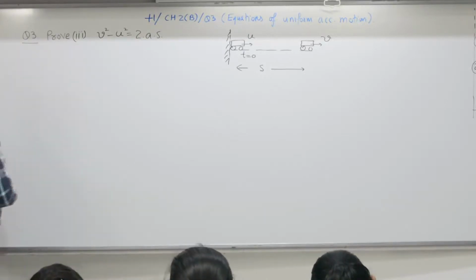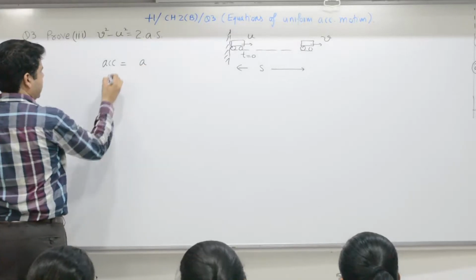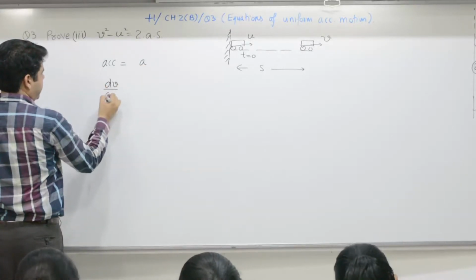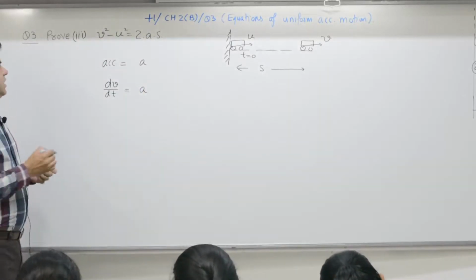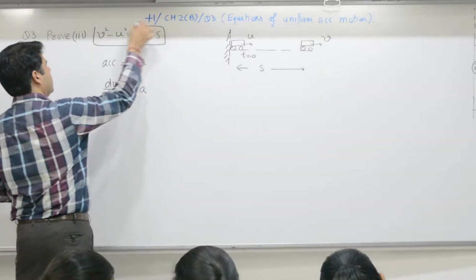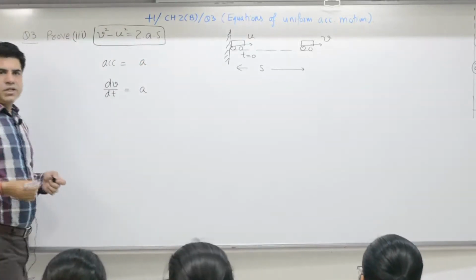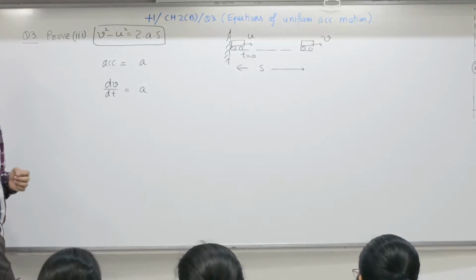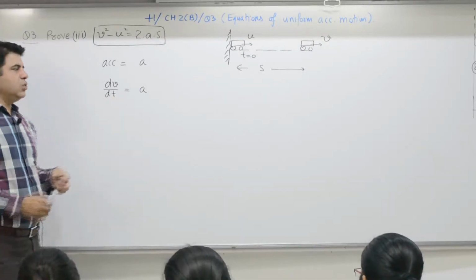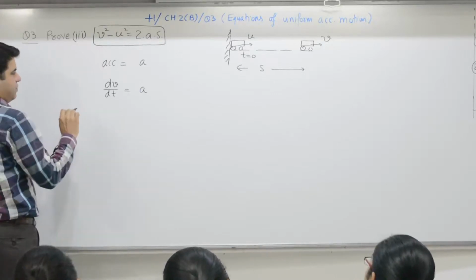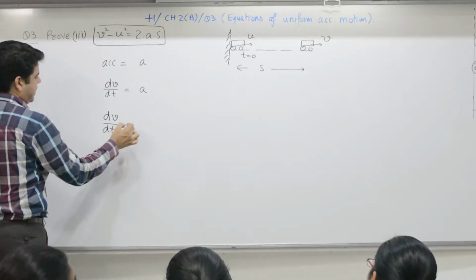First step help कर देना. Acceleration is equal to what? A. Acceleration means what? dv by dt is equal to what? A. See, in the expression, you have v, u speeds, velocities, a acceleration, s displacement. You don't have t. That is why somehow you will have to get rid of this t. So, but you can write in terms of v. So, I multiply and divide by ds.